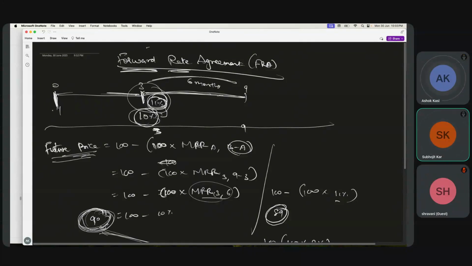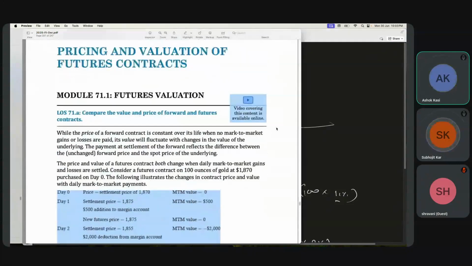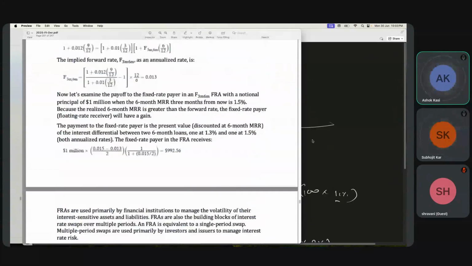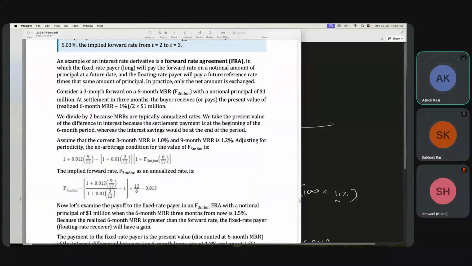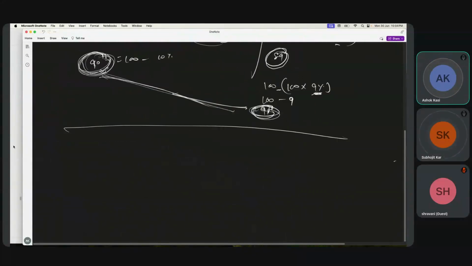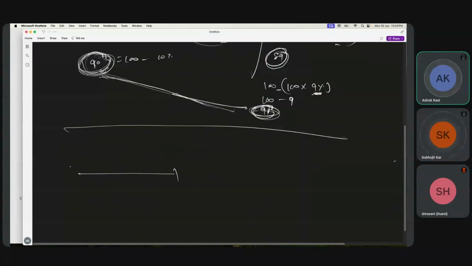That means that previous sum here. But they will not ask you both. Okay. Here we solved. You remember this one? It was like this. I'll tell you how we solved. See, 9-month MRR is, see, it is like this. After 3 months, for 6 months. Okay, this is 6 months.